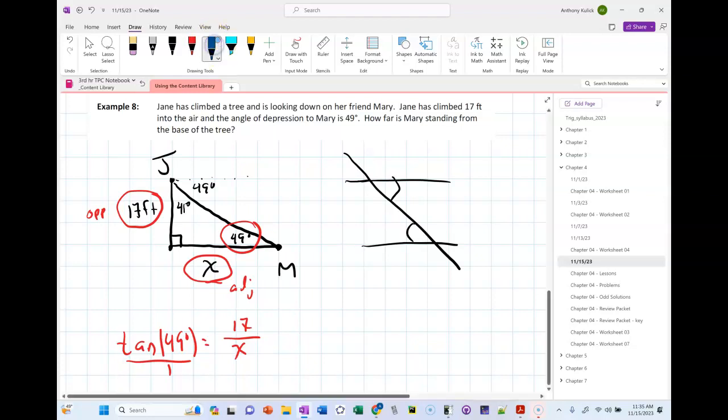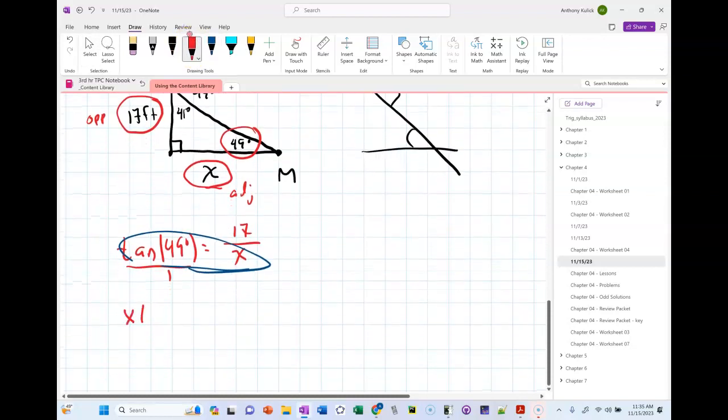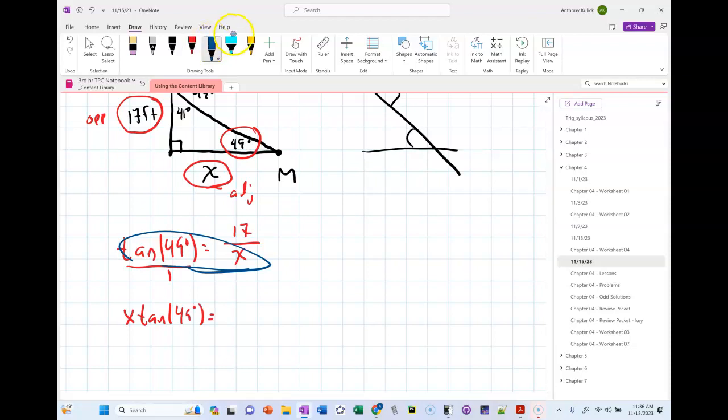And now we can do our cross multiplication. So I have x times tan 49 equals 17 times 1. To get the x by itself, then what do I need to do? Excellent. Divide by tan 49. And then it's just calculator time.